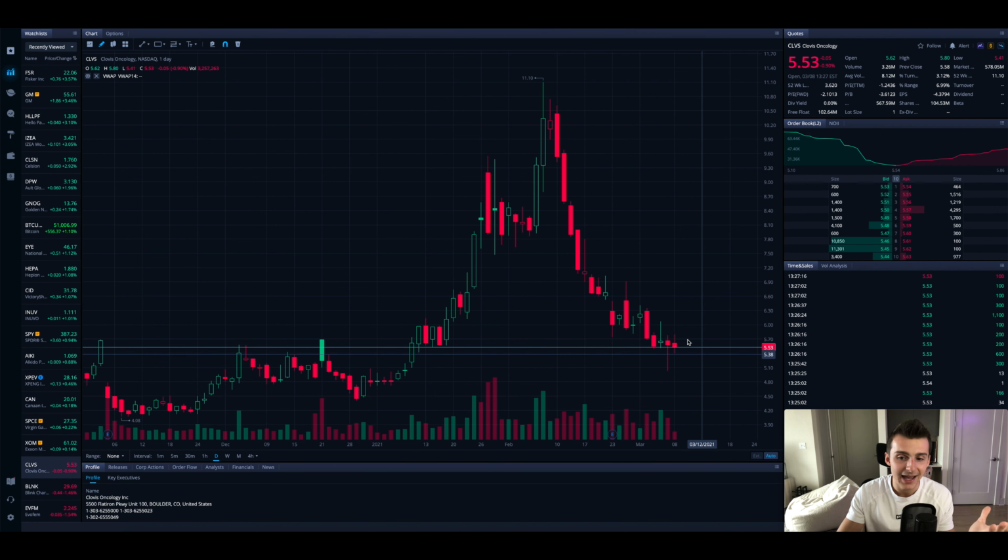Now guess where we are right again. We've been trading above this $5.50 and have come right back down to that $5.50. So as of right now, CLVS is holding some support here at $5.50.